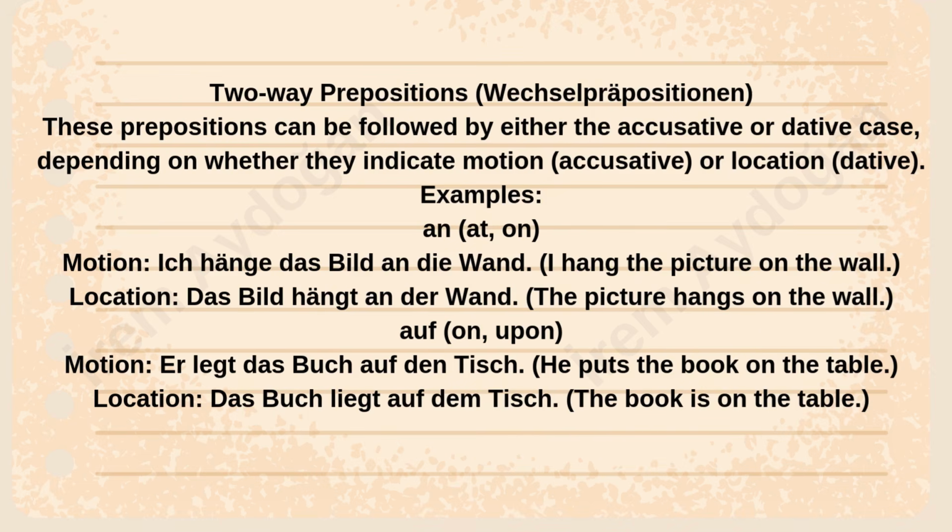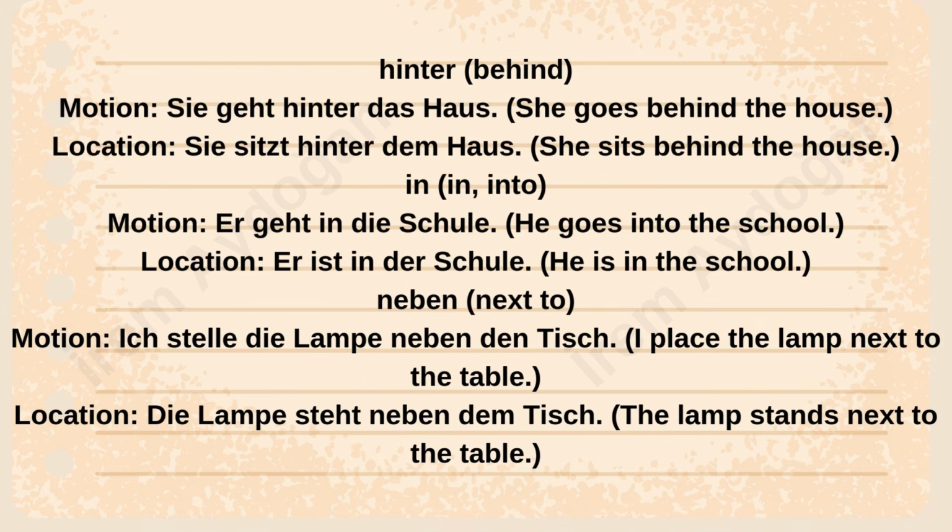Let's check the other one, hinter, behind, and the accusative form is sie geht hinter das Haus. She goes behind the house. The location is sie sitzt hinter dem Haus. She sits behind the house, and this is the dative case example.